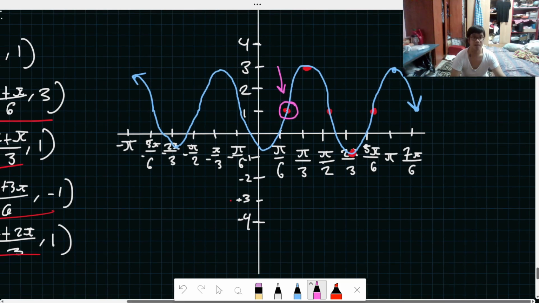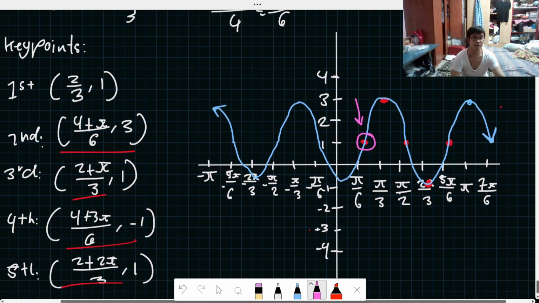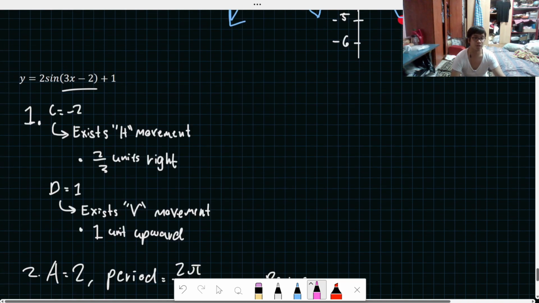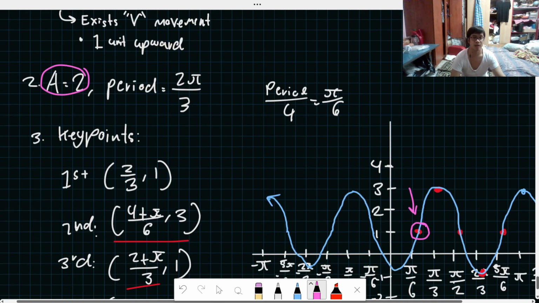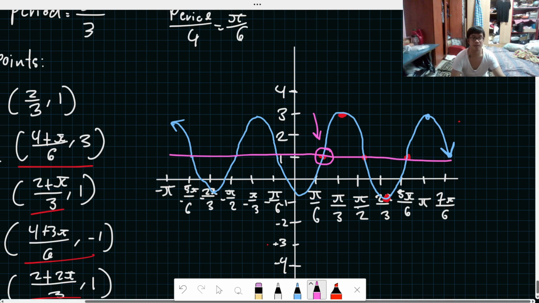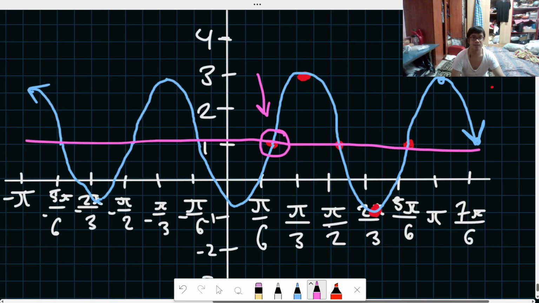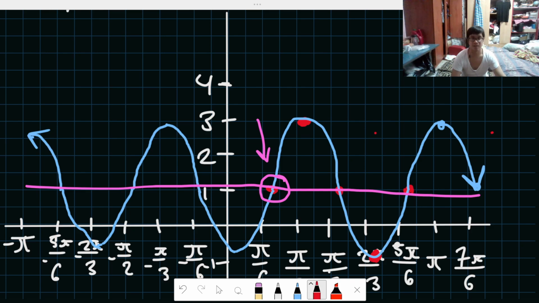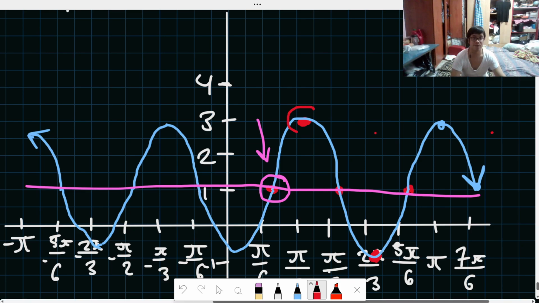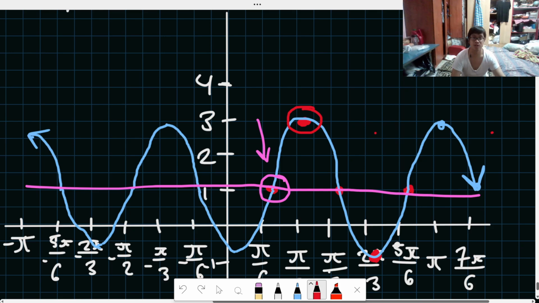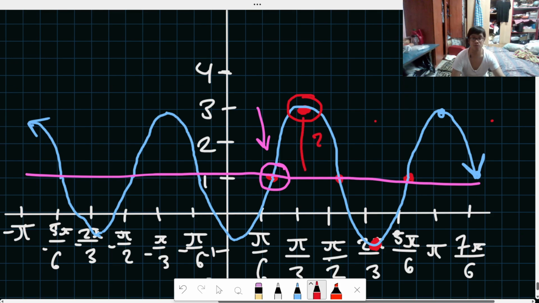Then what's next? The amplitude here is still 2. Let me draw the midline again. That means the distance between the maximum and the midline is 2 units. We have 3 here as your maximum, and the midline is at 1. So 3 minus 1 is 2. So it's in fact 2.